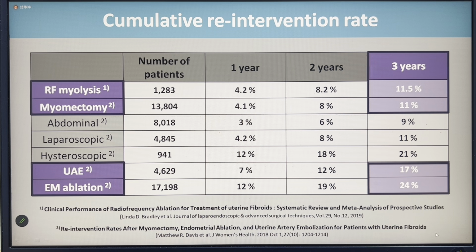Linda et al. and Matthew et al. reviewed 32 clinical papers for comparison of reintervention rate. The reintervention rate is similar in the myomectomy group and RF myolysis group, while the uterine embolization group is slightly higher.